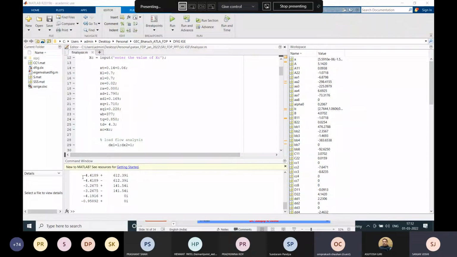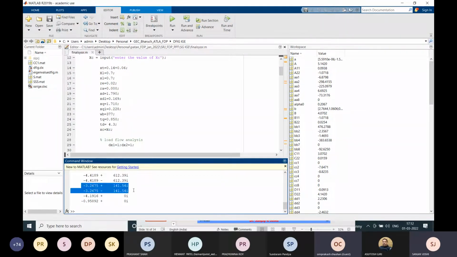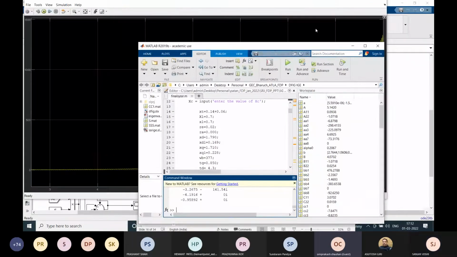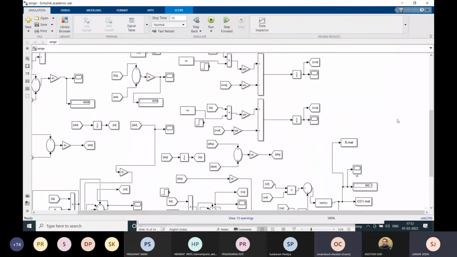Okay, can you see all the eigenvalues, and especially the network mode in which we are interested? Can you see it is stable, -3.267? Yes, sir. Fine. So now we'll run it on the Simulink.